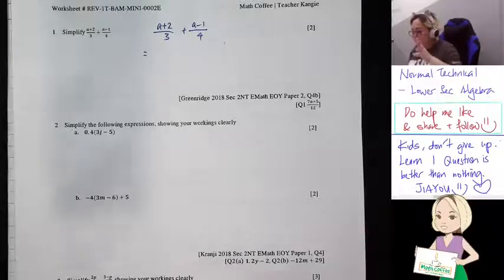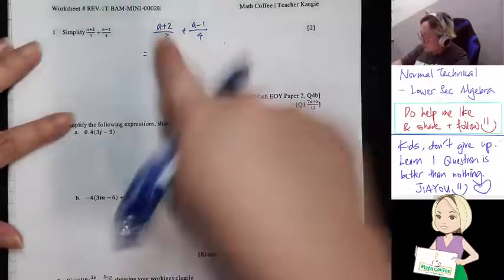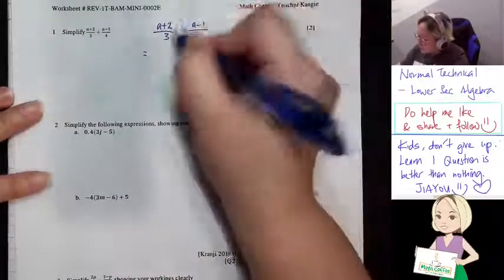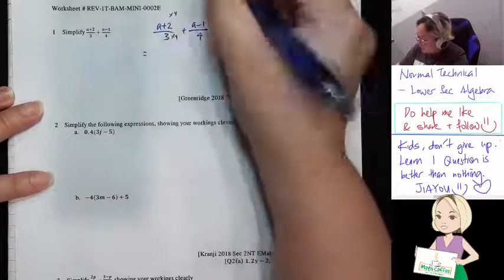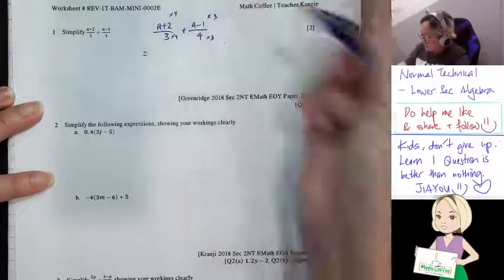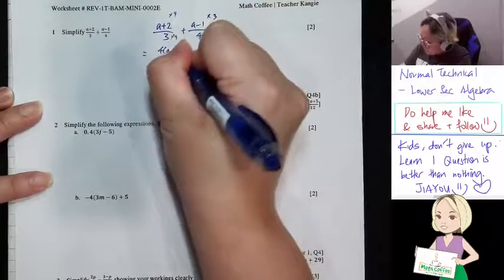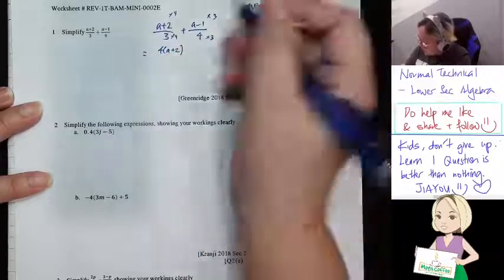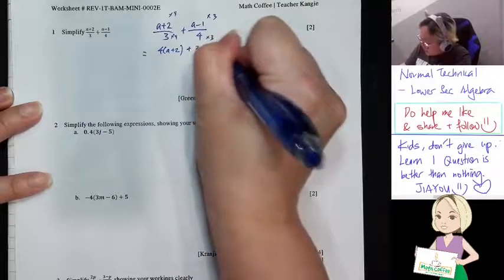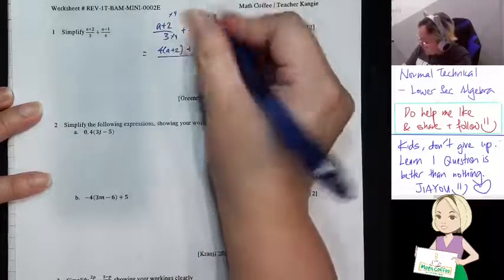Okay, so I'm going to follow what Melvin said. So we're going to times 4, and then we're going to times 3, times 3. So we know that we will have 4 rainbow with a plus 2, plus 3 rainbow with a minus 1, the whole thing over 12.